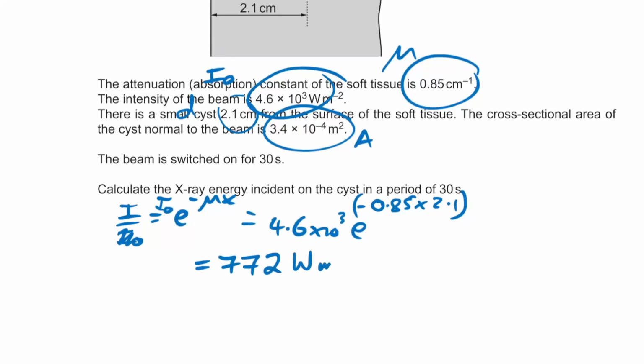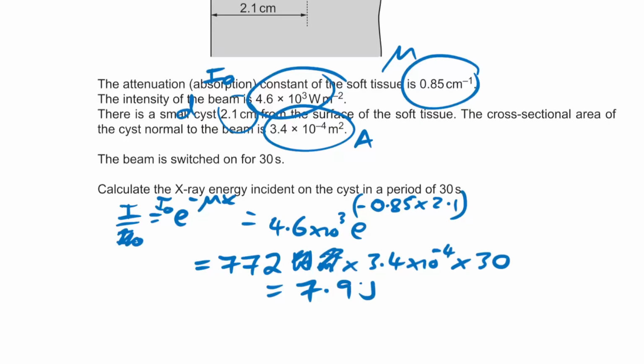772 watts per meter squared. But we're looking for the actual energy. So, first of all, we need to find the power, don't we? If we times that by the area, then that gets rid of the per meter squared. So that's times by 3.4 times 10 to the minus 4. And then if we want to turn that into energy, we just times by the time, so just times that by 30. Easy peasy. So 772 times 30 times 3.4 times 10 to the minus 4, and that gives us 7.9 joules.